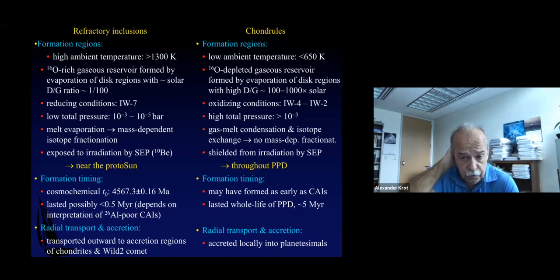Chondrules formed in dust-rich regions of the disk. They were shielded from radiation, and we think that chondrules formed throughout the protoplanetary disk. What can we tell about formation timing?